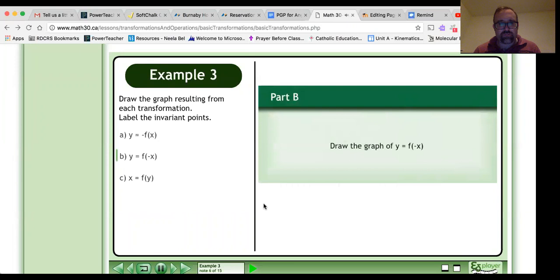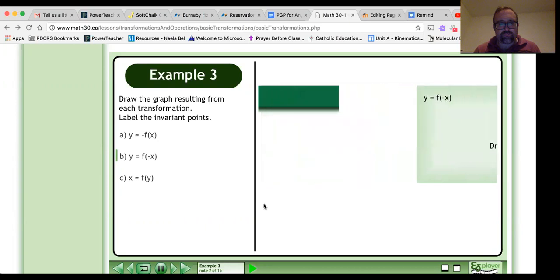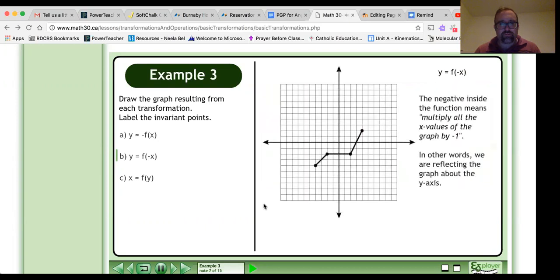In part B, we'll draw the graph of y equals f of negative x. The negative inside the function means multiply all the x values of the graph by negative 1. In other words, we are reflecting the graph about the y-axis.